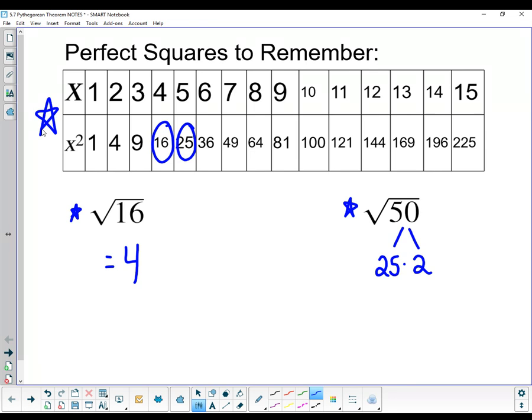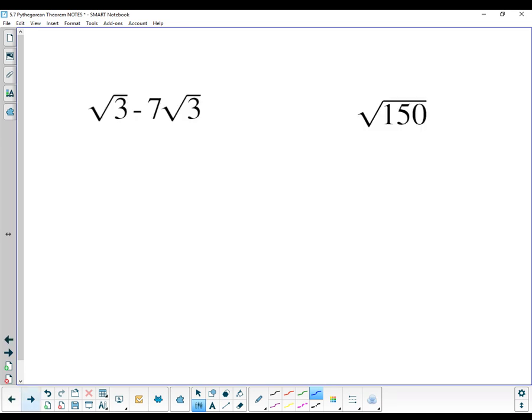Now let's go ahead and take our square roots. 2 is not a perfect square, so we cannot take that number outside. So let's take the square root of 25, which gives me 5, and we're left with what underneath our square root? We still have a 2. So I get 5 square root of 2 is my answer for that one. Now let's move on to our next problem.